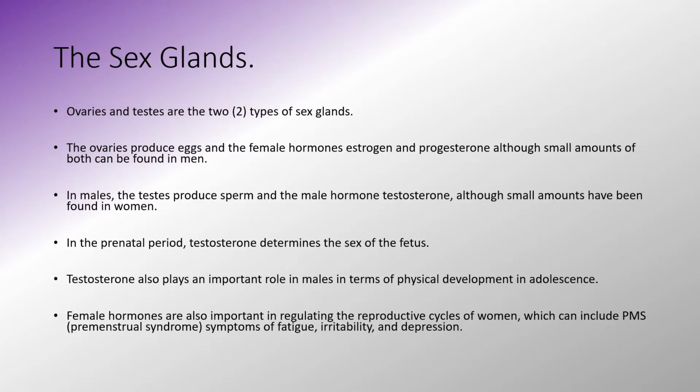The sex glands. Ovaries and testes are the two types of sex glands. The ovaries produce eggs, and the female hormones estrogen and progesterone, although small amounts can also be found in men. In males, the testes produce sperm, and the male hormone testosterone, although, again, small amounts have been found in women. Testosterone determines the sex of a fetus in the prenatal period, and plays a very important role in males in terms of physical development in adolescence.